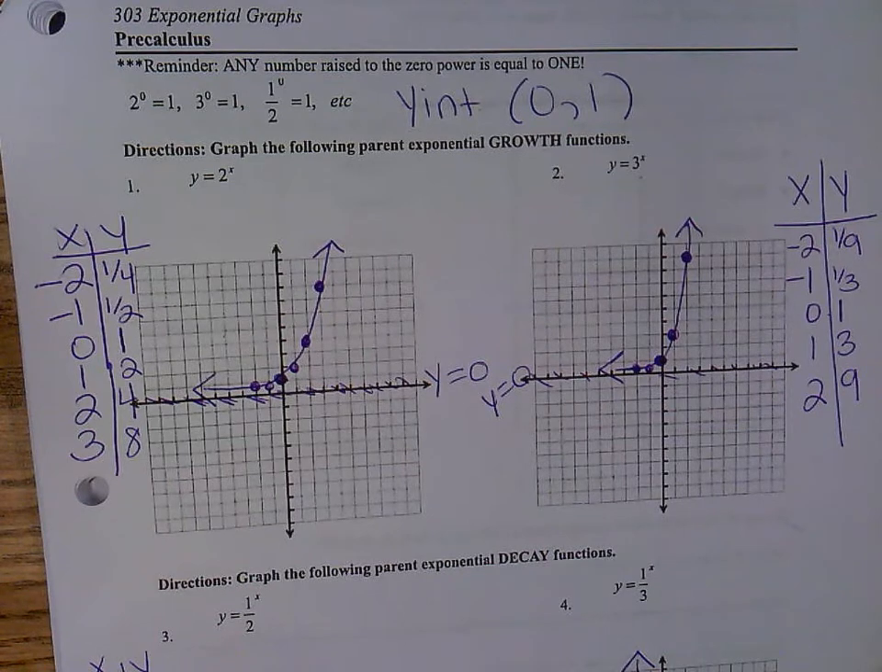Okay, so I'm looking at this graph and I'm thinking about what the domain and range would be. Can I go forever side to side?